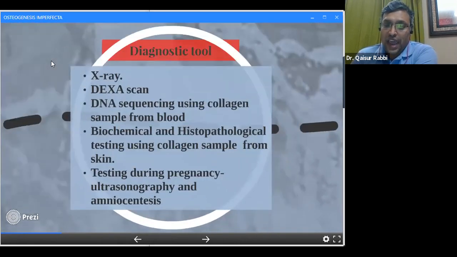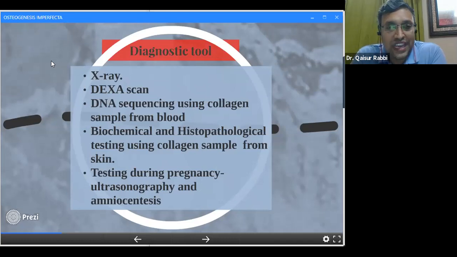So what is the diagnostic tool that we can diagnose osteogenesis imperfecta with? To my sense, the clinical features will speak for themselves. Clinical feature is the most important diagnostic tool. Along with that, we also use X-ray.